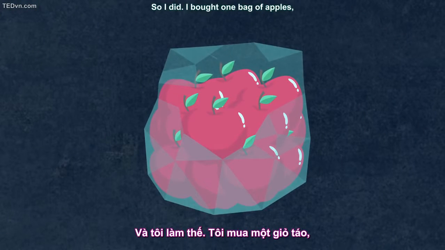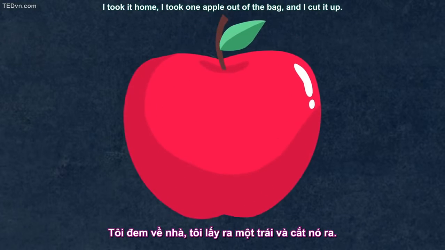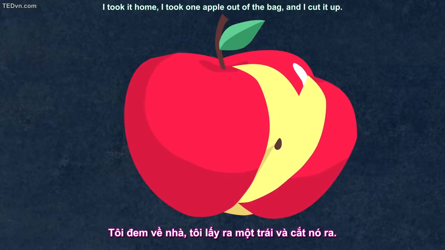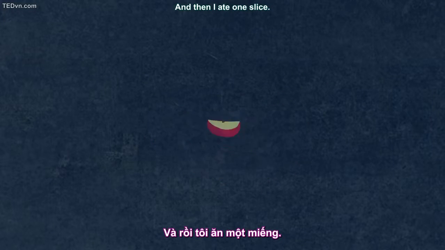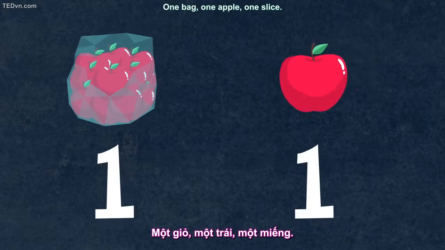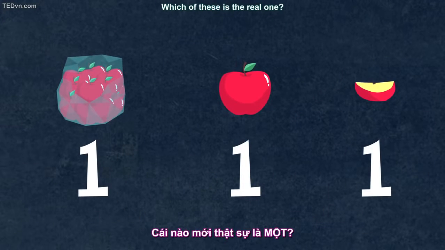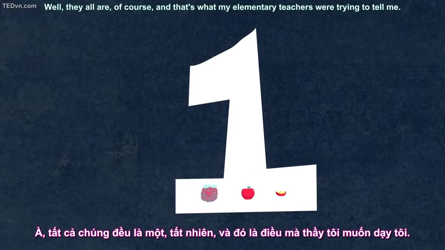So I did. I bought one bag of apples, I took it home, I took one apple out of the bag, and I cut it up. And then I ate one slice. One bag, one apple, one slice. Which of these is the real one? Well, they all are, of course, and that's what my elementary teachers were trying to tell me.